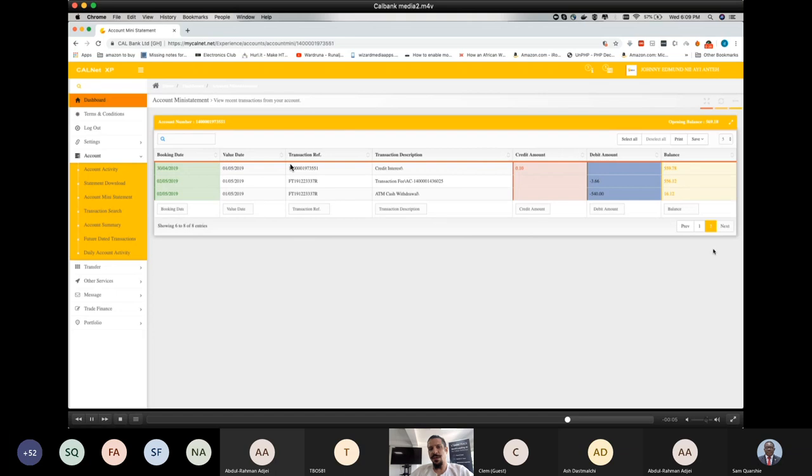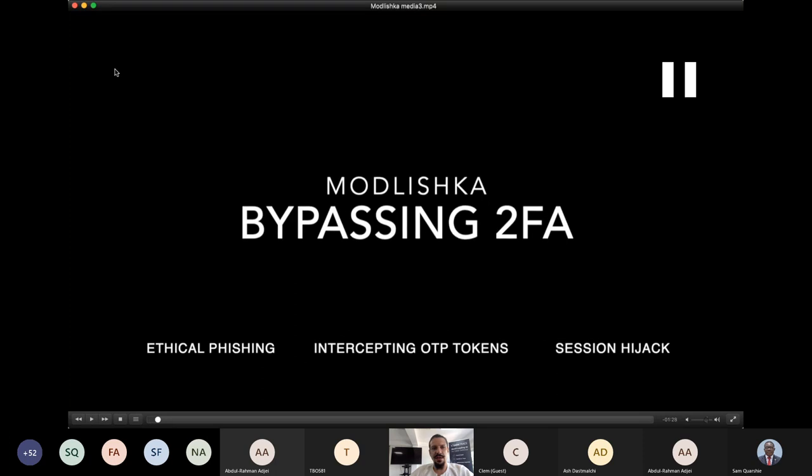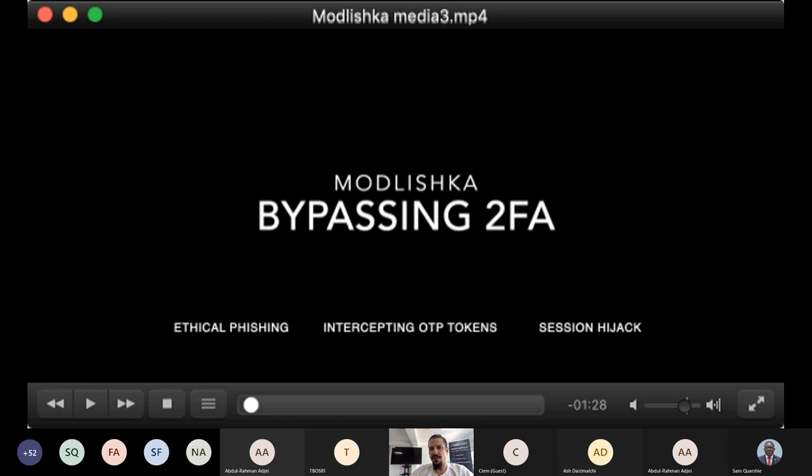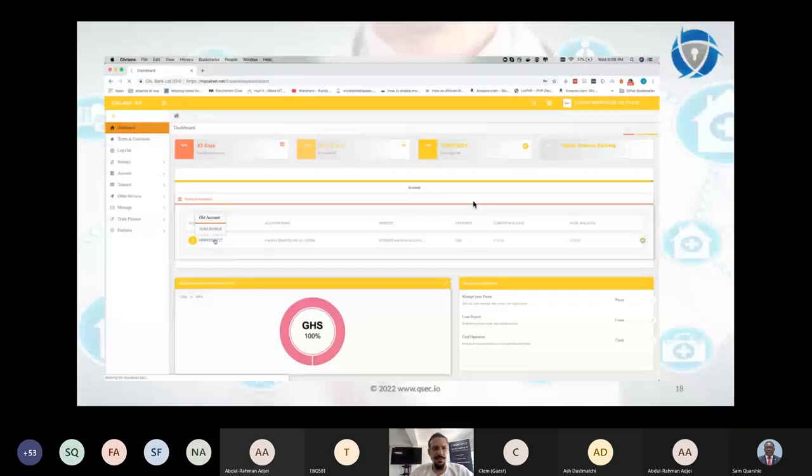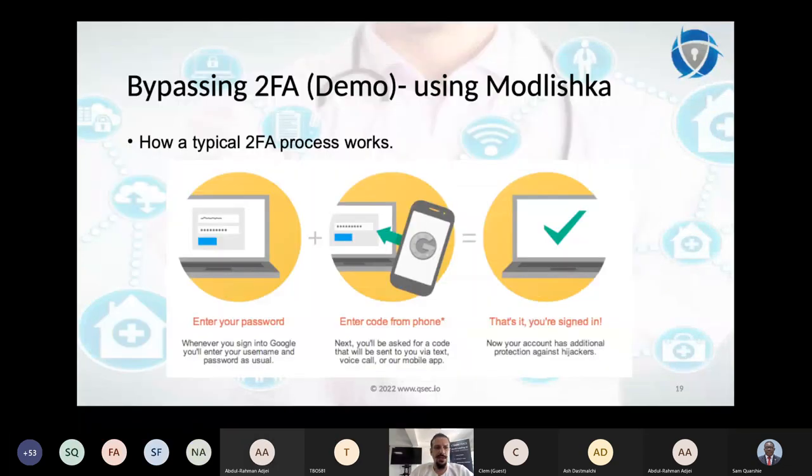This was done because the application was not designed correctly and it allowed this sort of direct referencing of an object in the browser. This is how we could actually do it. So let me go back to my presentation. Right, so that was the first demo. The second demo I'm going to do is bypassing two-factor authentication.